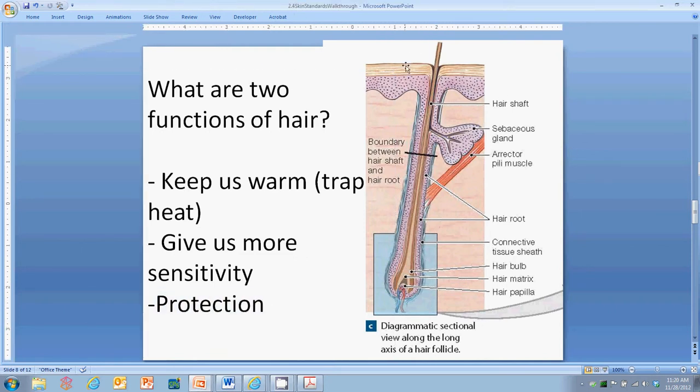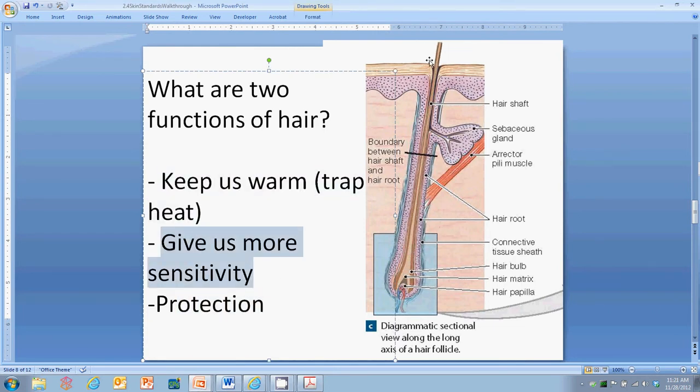If you run your hand over your skin, it doesn't get touched so much as the hair does. Some protection. So hair keeps us warm, gives us sensitivity, because when the hair gets moved, the nerves are going to send signals to the brain, and it gives us protection.